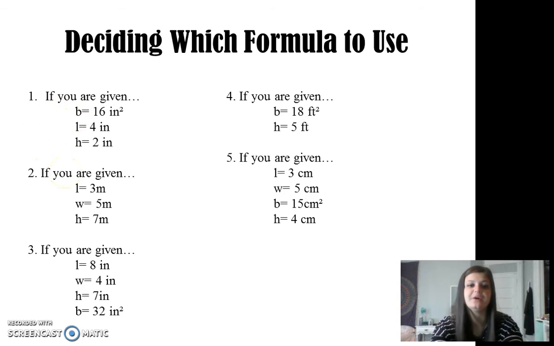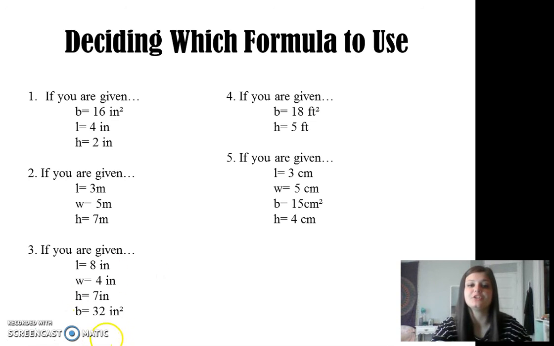Okay, so for number two, they give you the length, width, and height. So we know that one of our formulas is volume equals length times width times height. So that formula here would be the best option. And then number three, you are given length, width, height, and base. So for this one, they give you length, width, and height, which could be used with our length, width, and height formula. And they also give you base and height. So that could be used with our volume equals base times height formula.